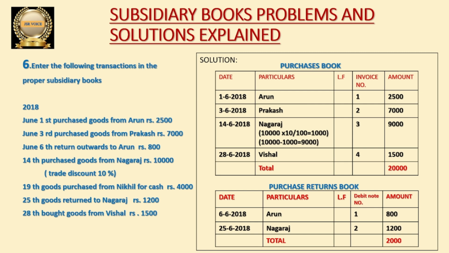So you can see in the purchase book, date column 28-6-2018. In the particulars column, Vishal's name is given. Invoice number 4. In the amount column 1500. Now you can do totals of the two books separately. Purchase book total is 20,000. Purchase returns book total is 2,000. These are the answers for the purchase book and purchase returns book for this question. Let us go and discuss the next question.